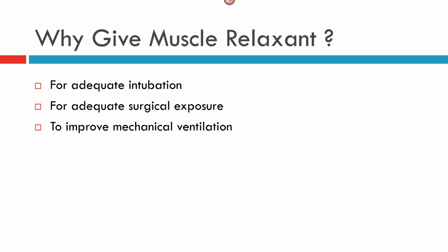So why do we give muscle relaxants? If they affect our signal so much, why not just avoid them? There's a need for muscle relaxant during surgical procedures, and the number one need is adequate intubation. The patient's trachea is relaxed. If we don't give muscle relaxant, the trachea can contract and be damaged or lacerated. So by giving muscle relaxant, the intubation is easier. It also gives adequate surgical exposure and improves mechanical ventilation.